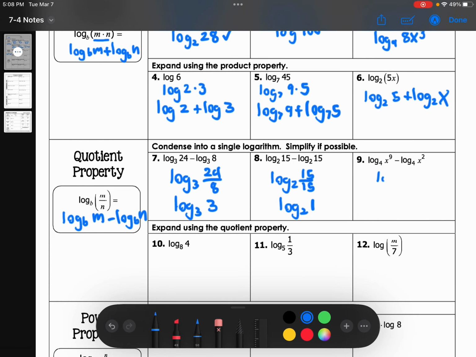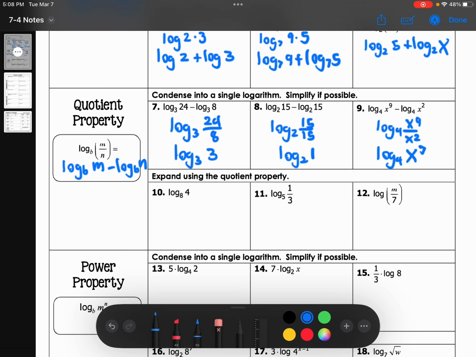And then finally, you would have this one, log base 4 of x to the 9th over x squared, which is going to give you log base 4 of x to the 7th. Now, of course, we can write this as fractions. Now, this one's a little bit, I'm not even going to do number 10 because I think that's just strange.